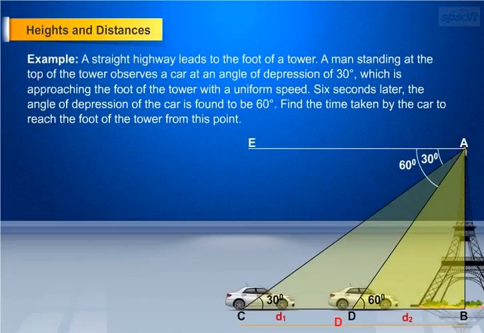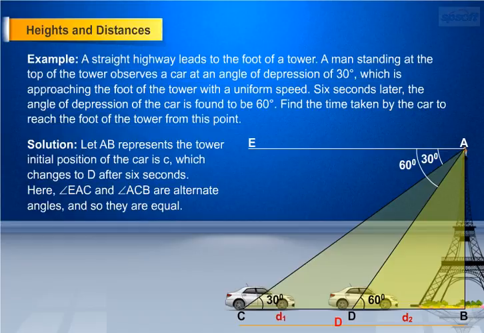Example: a straight highway leads to the foot of a tower. A man standing at the top of the tower observes a car at an angle of depression of 30 degrees, which is approaching the foot of the tower with a uniform speed. 6 seconds later, the angle of depression of the car is found to be 60 degrees. Find the time taken by the car to reach the foot of the tower from this point.